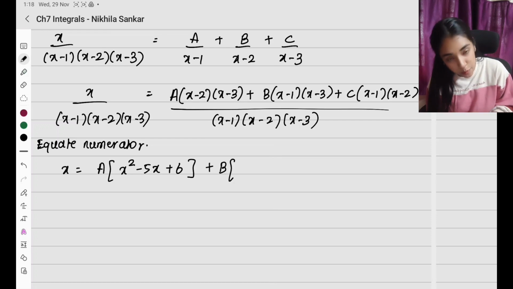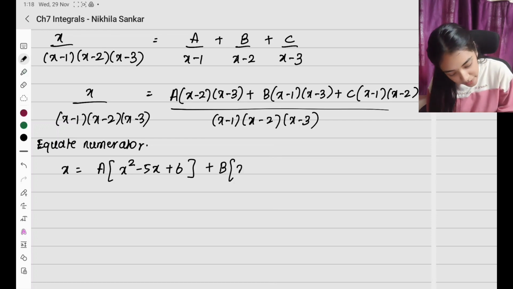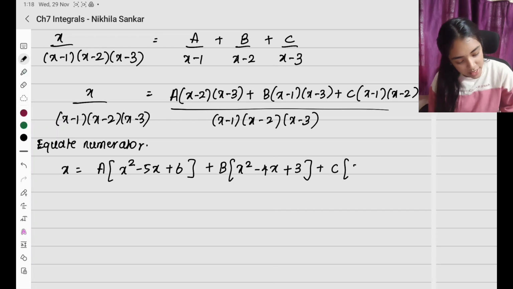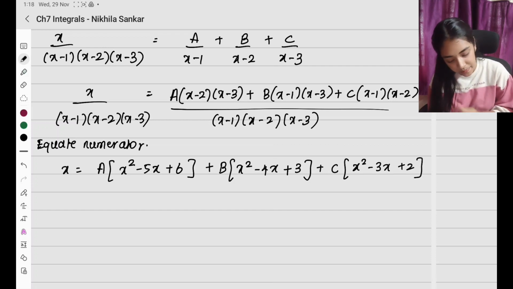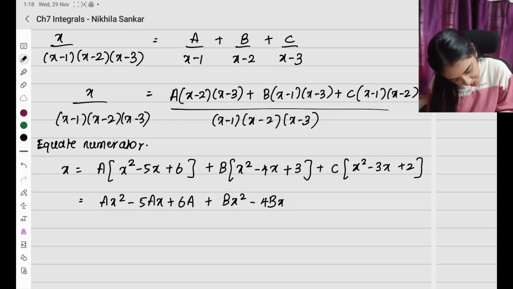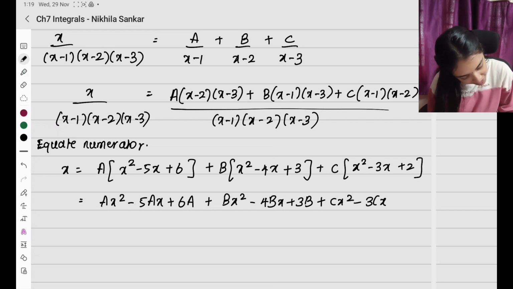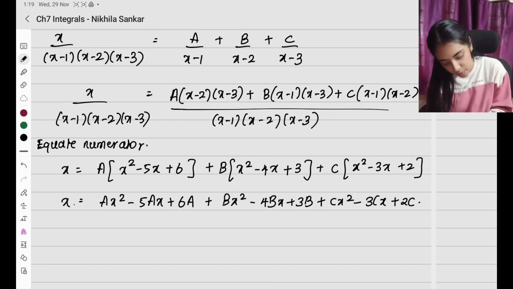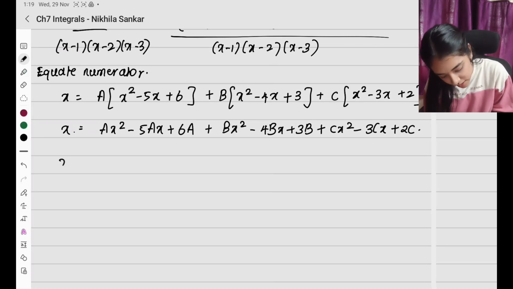Plus b times, போன questionல தான் solve பண்ணேன். அதனால இதுல fast போடுறேன். So I have x square minus x minus 3x, which is going to be minus 4x plus 3 plus c times x square minus x minus 2x. So minus 3x plus 2. Okay? Now I'm going to open the bracket. I have ax square minus 5ax plus 6a plus bx square minus 4bx plus 3b plus cx square minus 3cx plus 2c equals x.